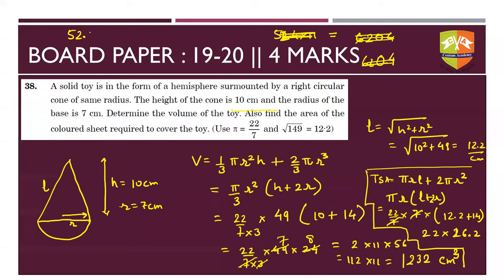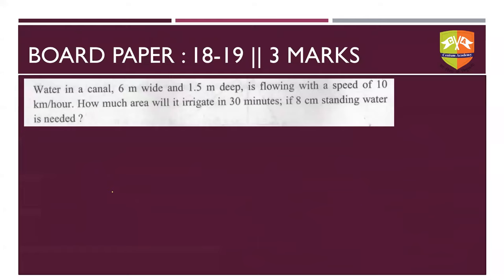So continuation, 52.4 into 11. Now, okay. So 44, 57 centimeter square. Done. Okay, thank you. Next, these are all mechanical formula based. Keep applying formula rightly and then done.